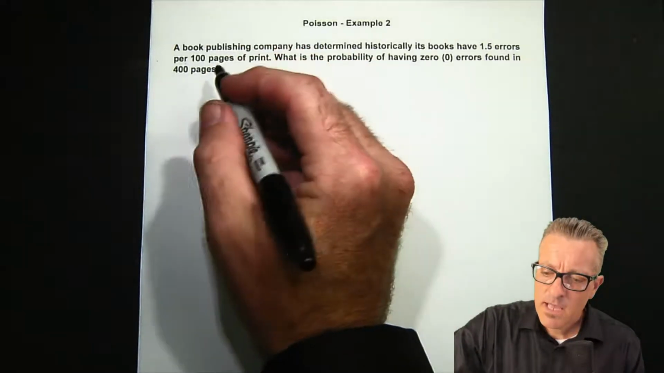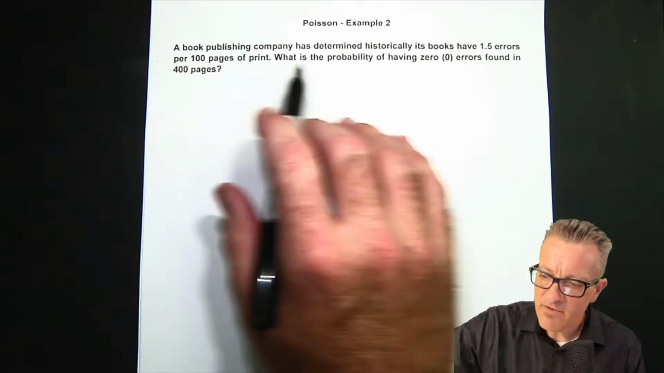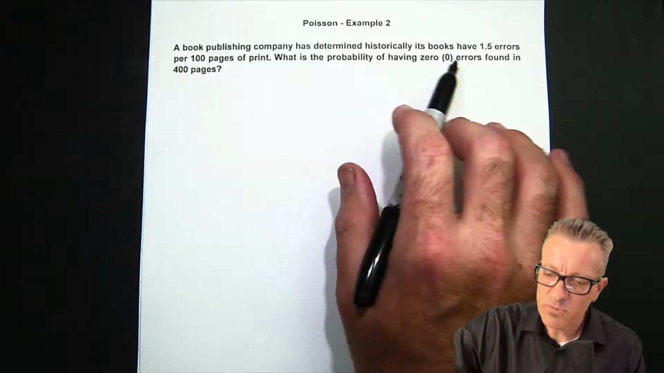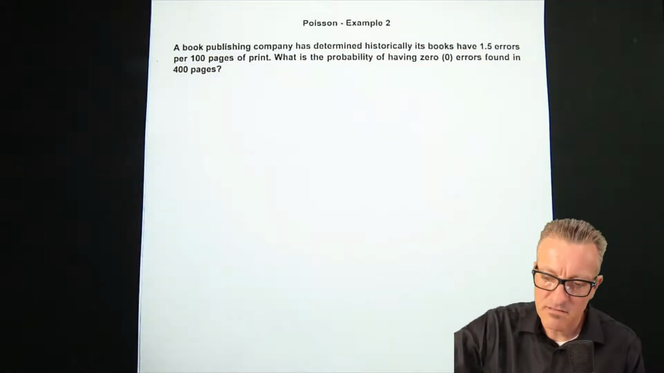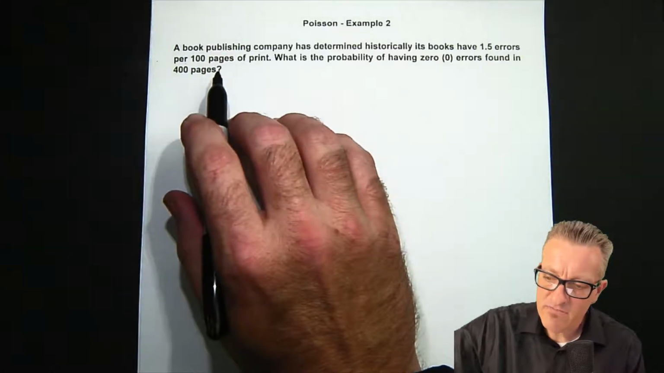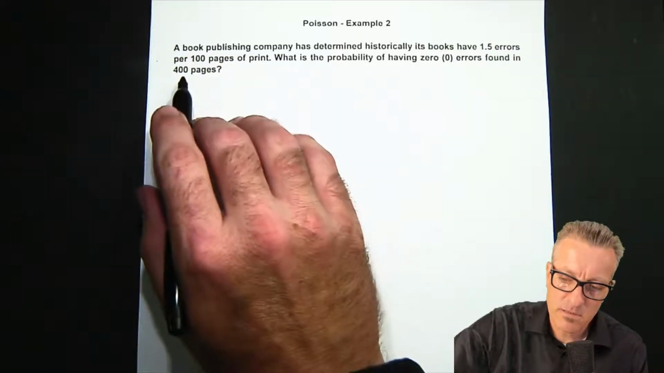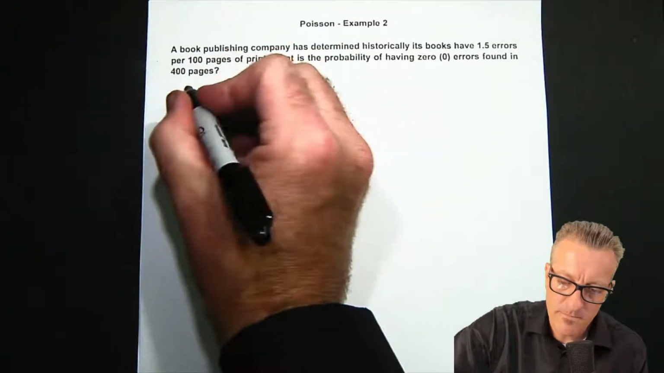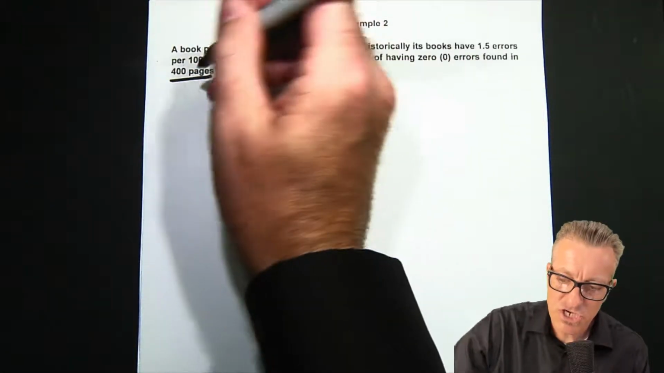A book publishing company has determined historically its books have 1.5 errors per 100 pages. If you've seen the first video, this is the same type of setup as the last one. What is the probability of having 0 errors found in 400 pages? This is a little different than the last one. So 400 pages, our interval has changed.